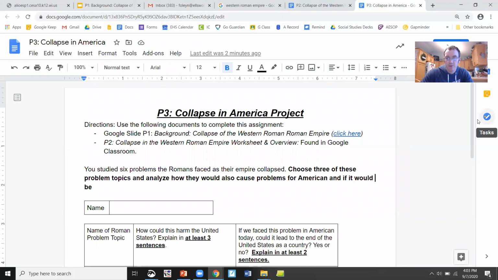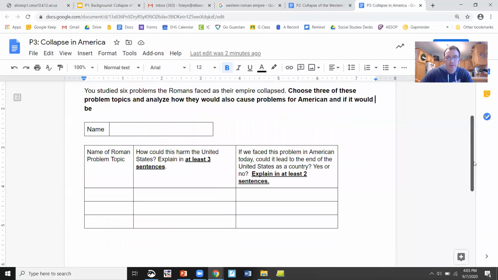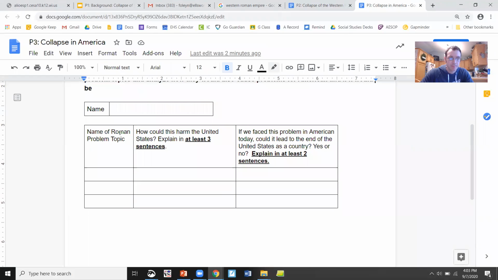And then let's see what you have to do. So let's say we want to do unemployment. We would go name of Roman problem topic, unemployment. And then how could this harm the United States? So in at least 3 sentences, talk about how unemployment causes harm specifically in our country when we have a lot of it. And then secondly, if we face this problem in America today, could it lead to the end of the United States as a country, yes or no?